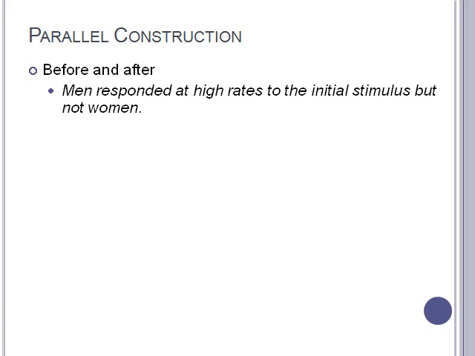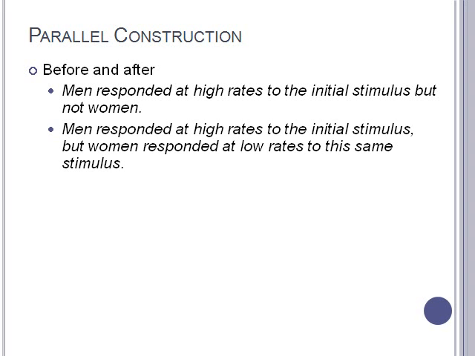So, men responded at high rates to the initial stimulus, but not women. And some of you go, okay, yeah, I clearly understand that. But it's not clearly written, and it leaves room to be misinterpreted. So is it that men responded at high rates to the stimulus, but men didn't respond to women? Or is it that women didn't respond at high rates to the stimulus? You don't know exactly which one the author intends to indicate.